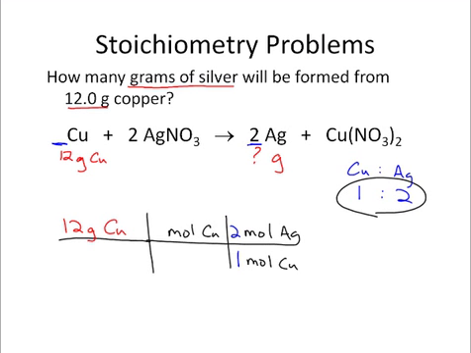And I know that our relationship, again, is 1 mole of any substance is equal to its molar mass in grams. So if I want to get rid of grams of copper and turn it into moles of copper, I'm going to use my molar mass. I'm going to use my equality here. 1 mole of copper is equal to the molar mass, so you look it up on the periodic table. And that number is 63.55 grams. So 1 mole of copper is 63.55 grams of copper.